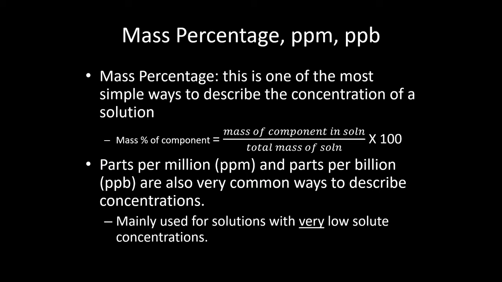Last video for this chapter, we're going to talk about a few other types of concentration units that aren't quite as commonly used in chemistry, but are still fairly common, especially in other fields of study. We're going to start off here with mass percentage, parts per million, and parts per billion.